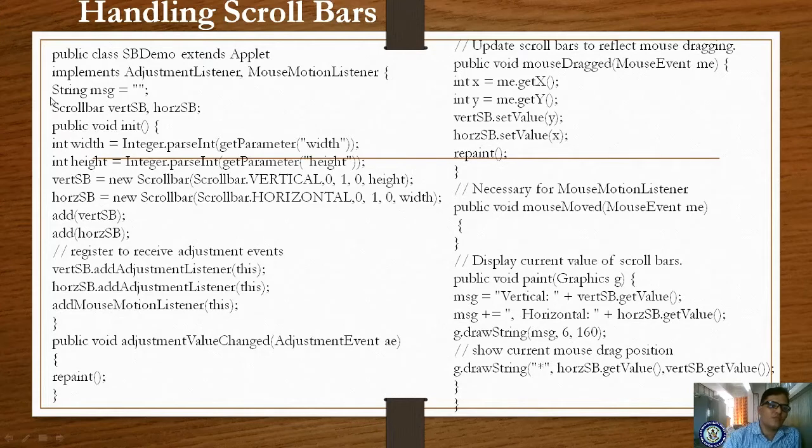And I'm declaring one variable, String msg is blank, and I'm declaring Scrollbar objects. It is the Scrollbar class, and this class is extending from your Applet. So for this class, I am declaring two objects. What is the name of the objects? vertSB, horzSB. Vertical scroll bar, horizontal scroll bar. Okay. Next, I am initializing the public void init method.